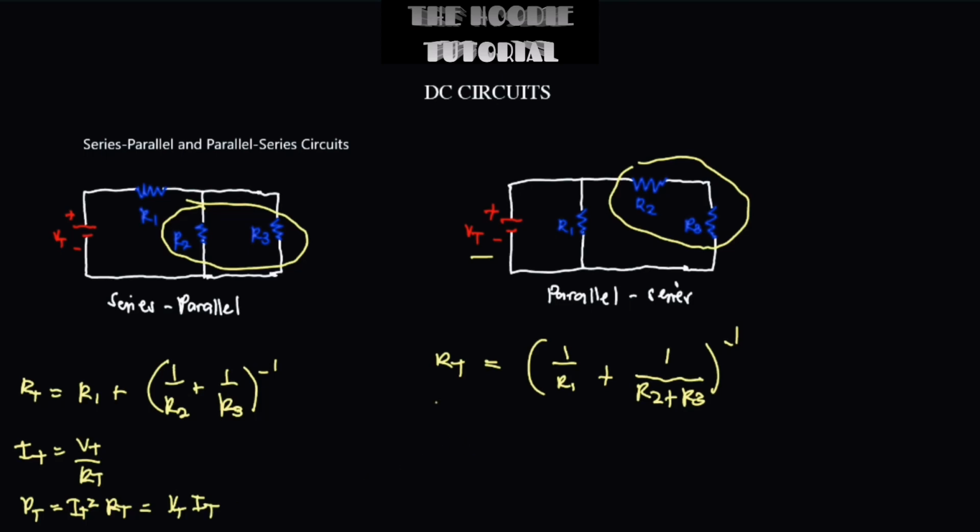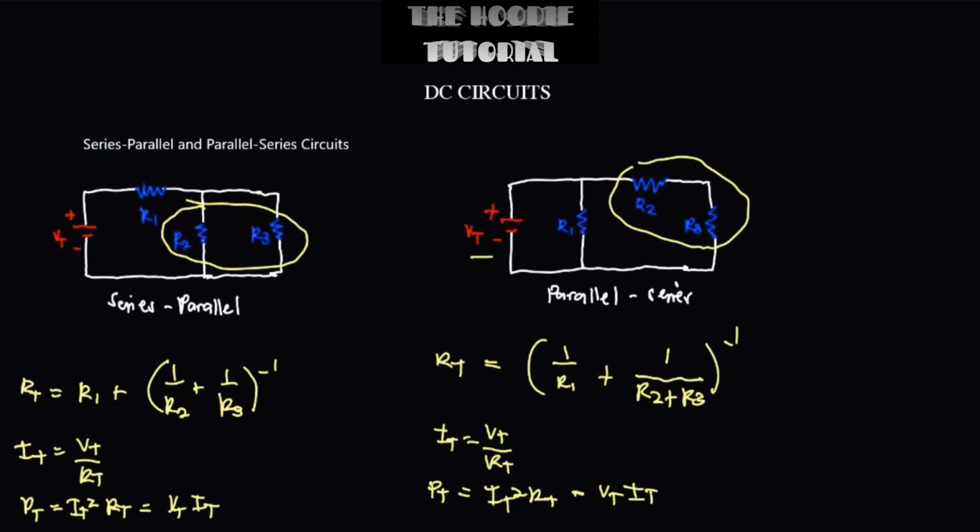The same also with the parallel series circuits. We have IT equals VT over RT when we already have RT, and the total power is also equal to IT squared RT, or equal to the total voltage multiplied by the total current.